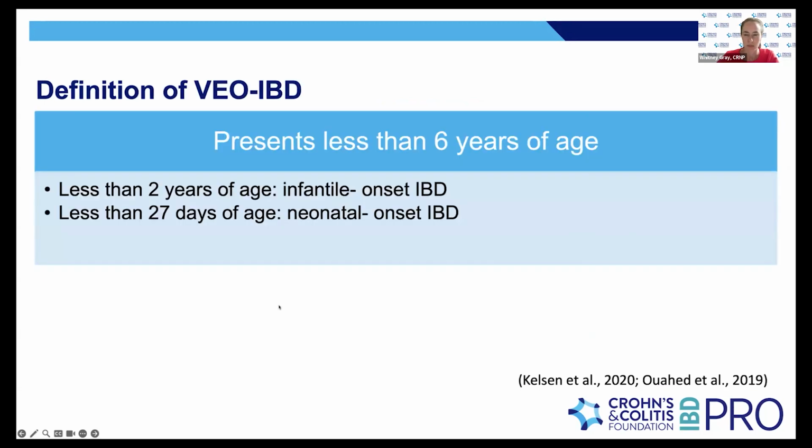Just to get started on some definitions, very early onset IBD is those that present less than 6 years of age. It is further classified into infantile onset IBD when presenting less than 2 years of age, and then neonatal onset less than 27 days. I think sometimes people don't realize that it can present at these young ages, so keep that in the differential, and this incidence is unfortunately rising as well.